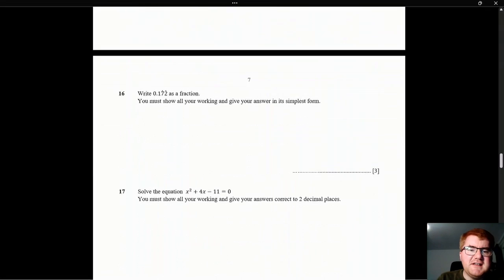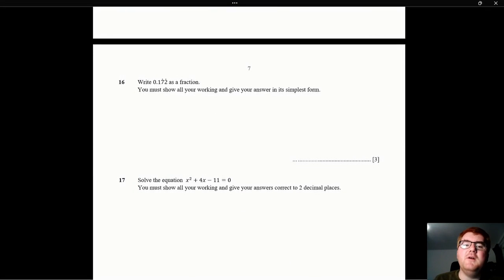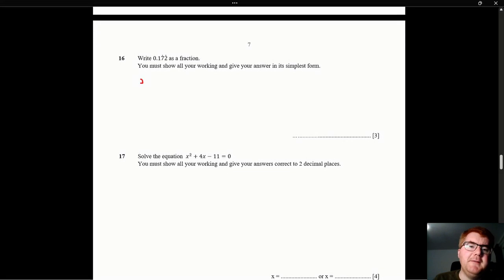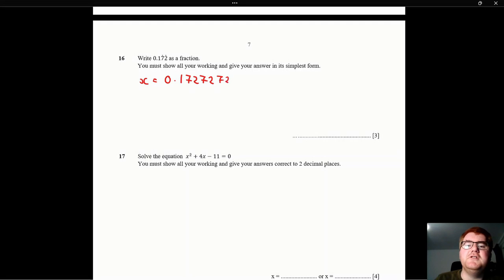On to question 16 here, we need to write 0.172 recurring as a fraction. So this fraction here is equal to 0.1727272. So it's the 72s that are repeated over and over here. Our strategy is to try and get the same recurring part after the decimal. Now, how do we do this? So I'm going to times both sides here by 10.